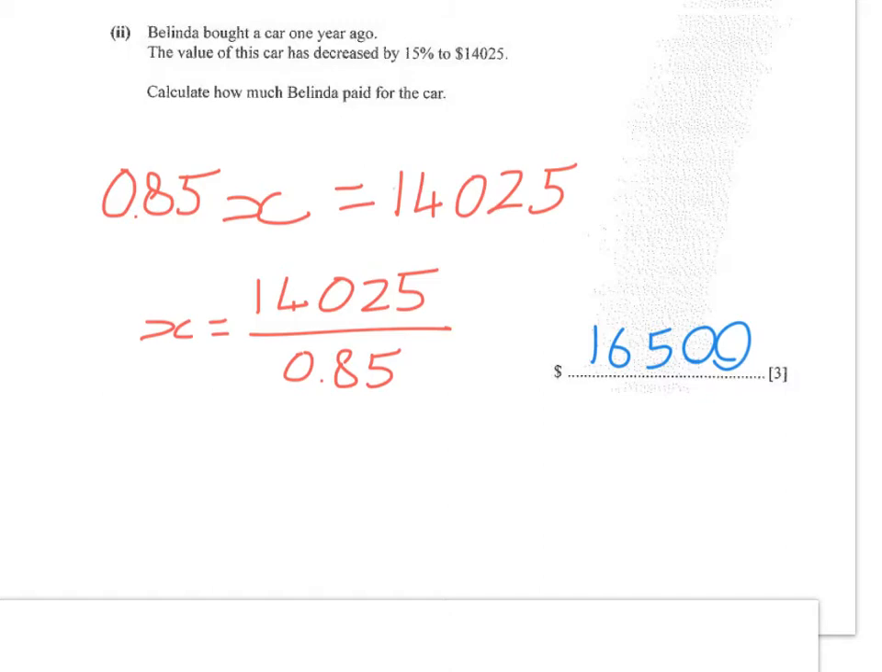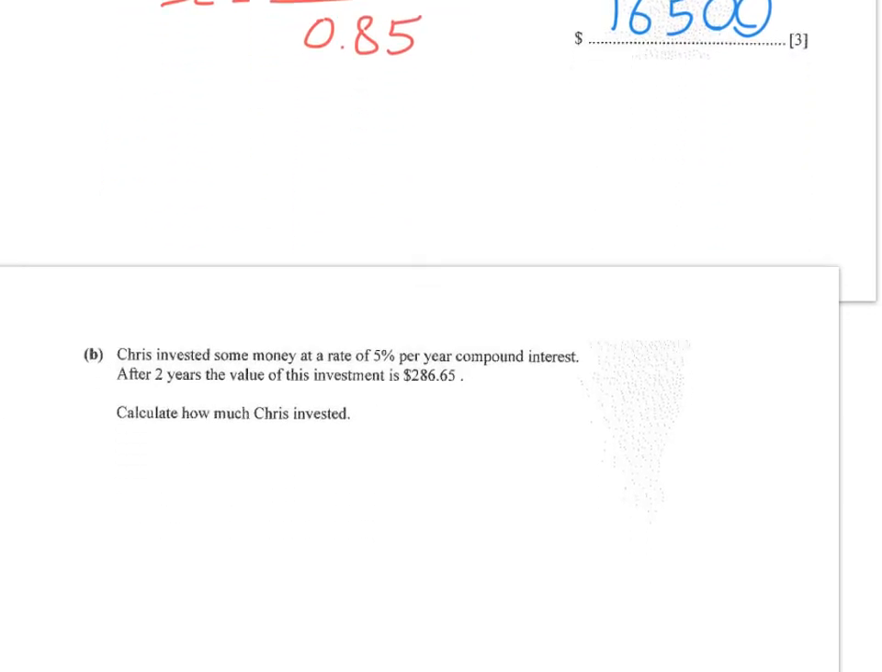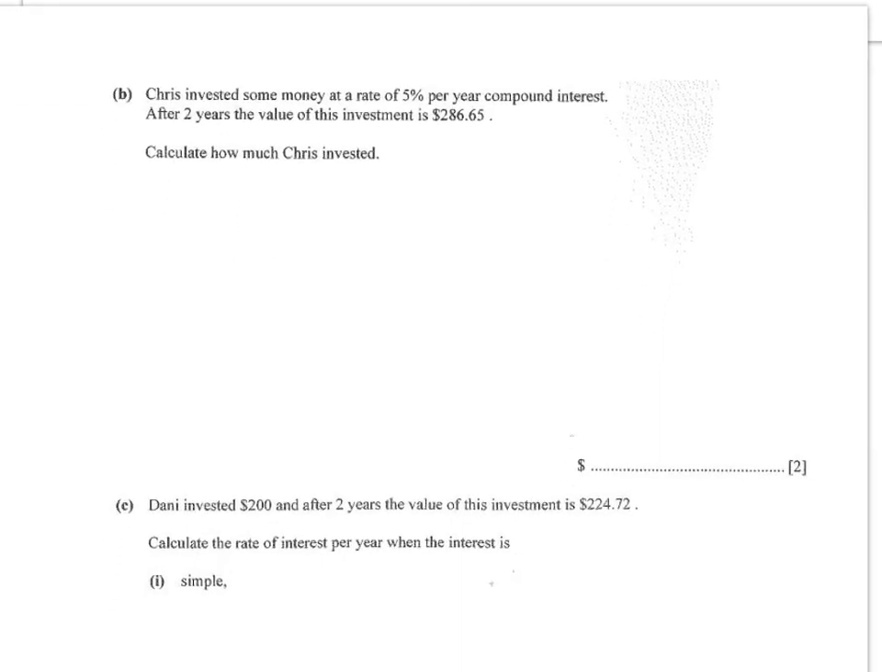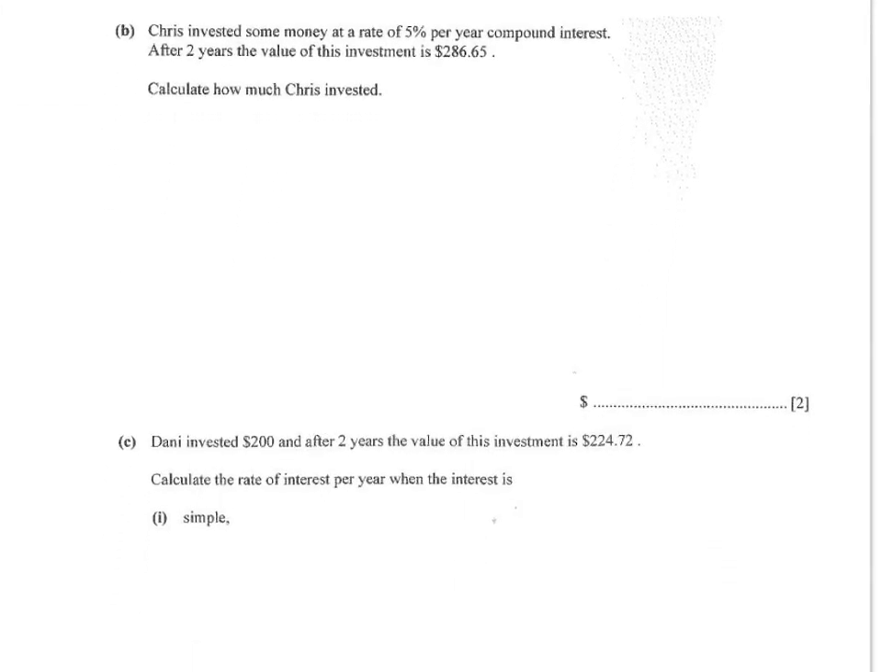Moving on to the next part of this question then, part B, we're looking at compound interest. So this is increasing rather than decreasing. So Chris invested his money at 5% per year. So what we're after is the amount he has invested. That's what makes this question a little bit more unusual, is that we're doing backwards compound interest.